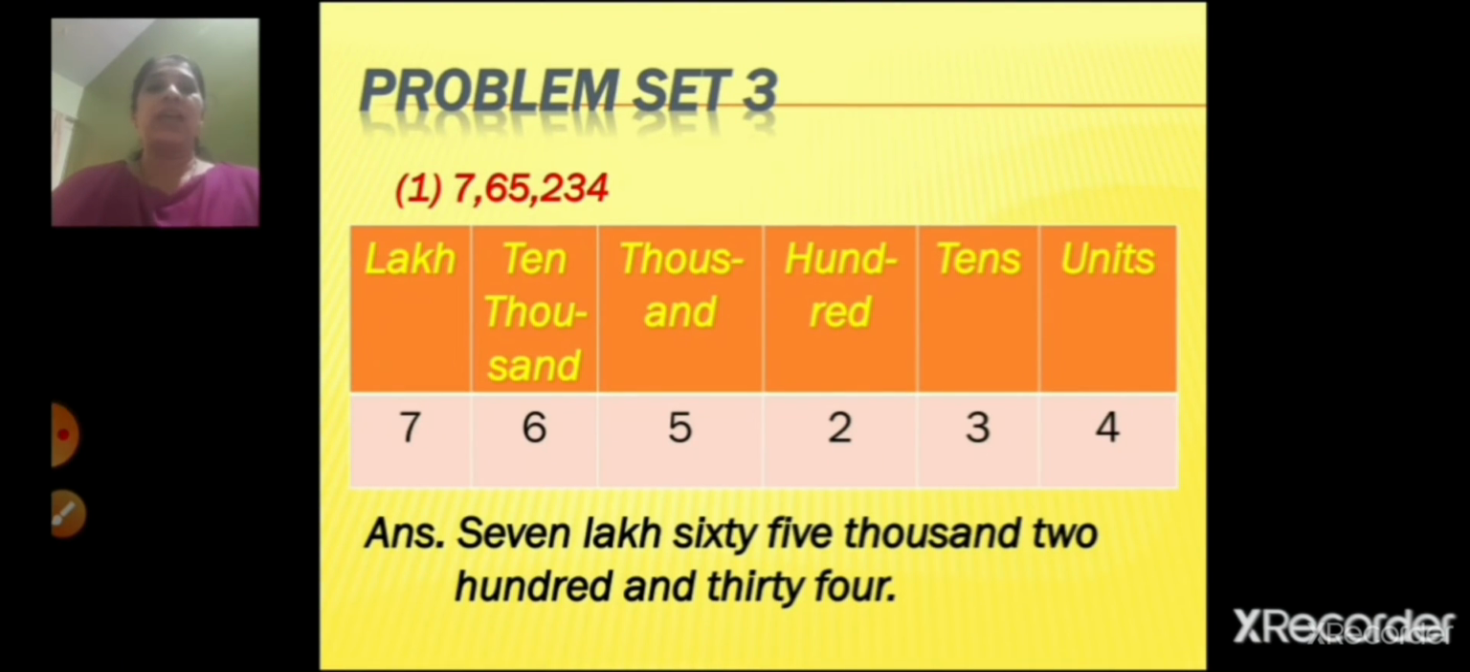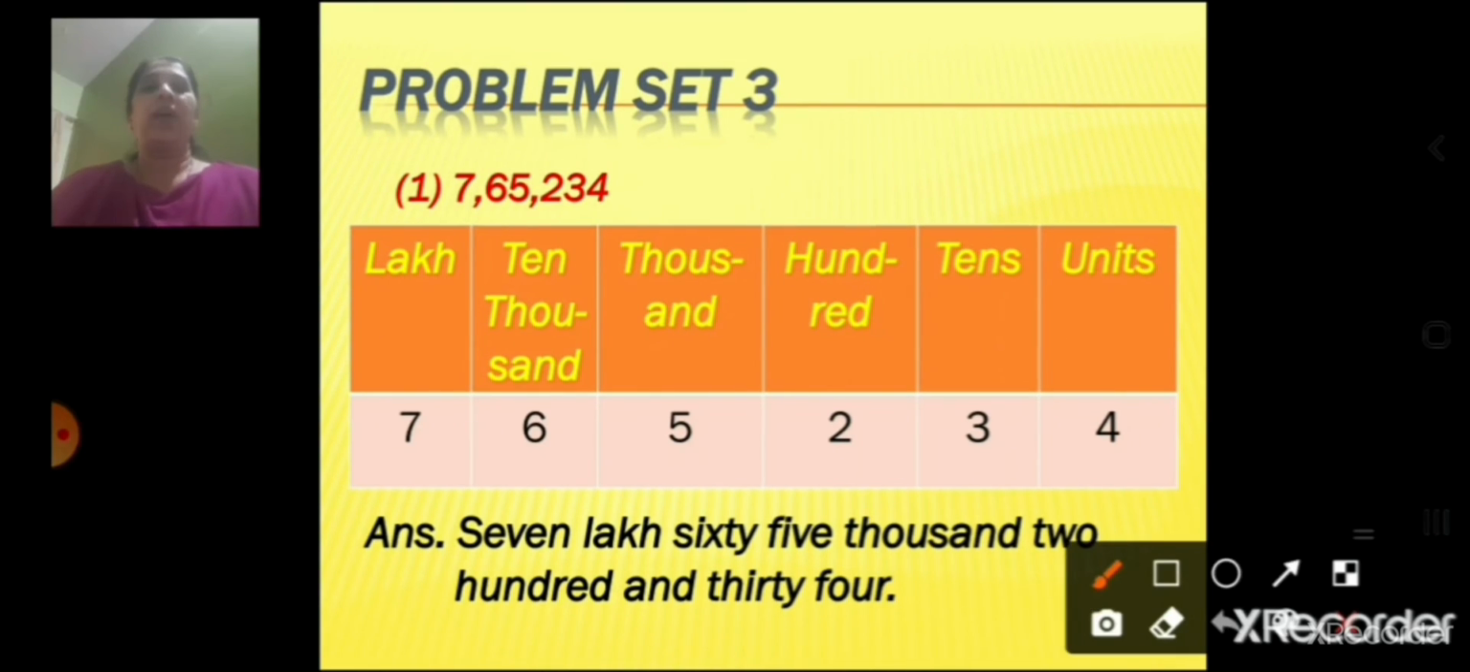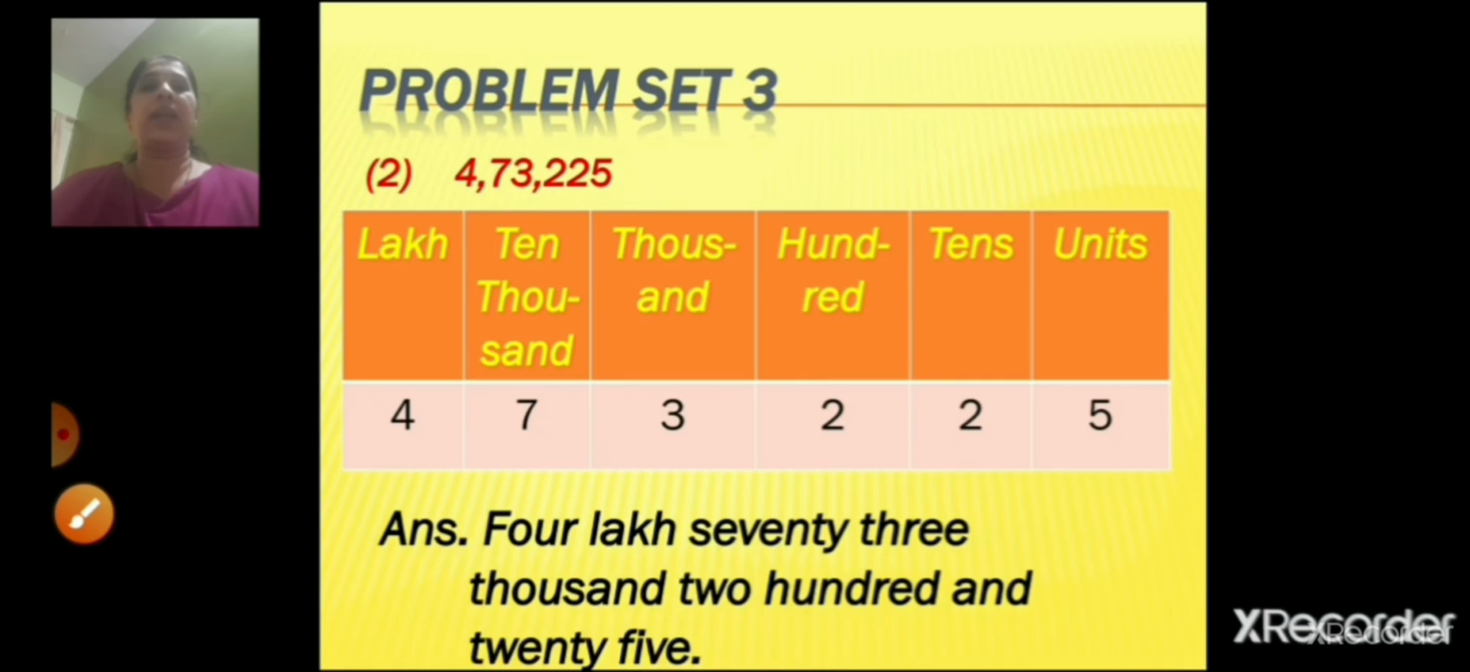First one is 765,234. So as I had shown you in the example children, we are going to prepare a table: units, tens, 100, 1000, 10,000 and lakh, right? So starting from our right hand side we will arrange these numbers. So 4 in the units place, 3 in the tens place, 2 in the hundreds place, 5 in the thousands place, 6 in the 10,000s place and 7 in the lakhs place. So now you can write it down as 7,65,234, right? Let's move to the second one.